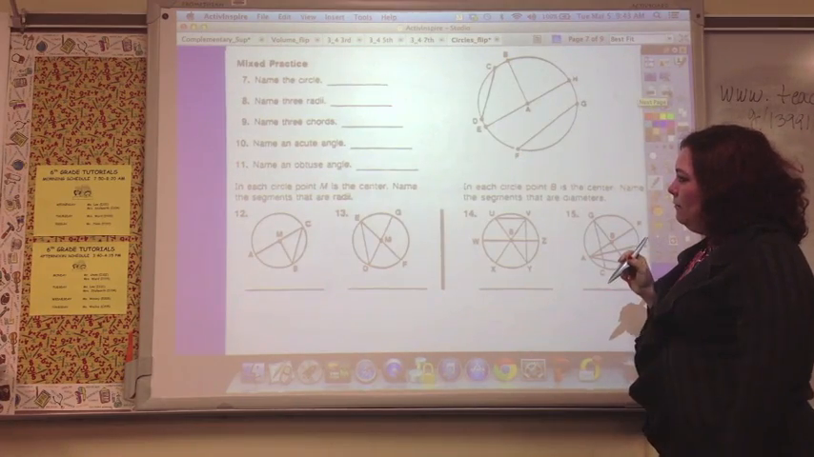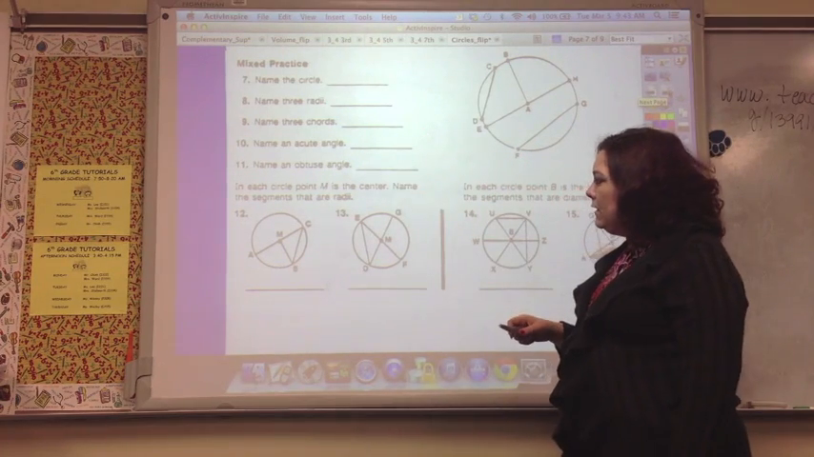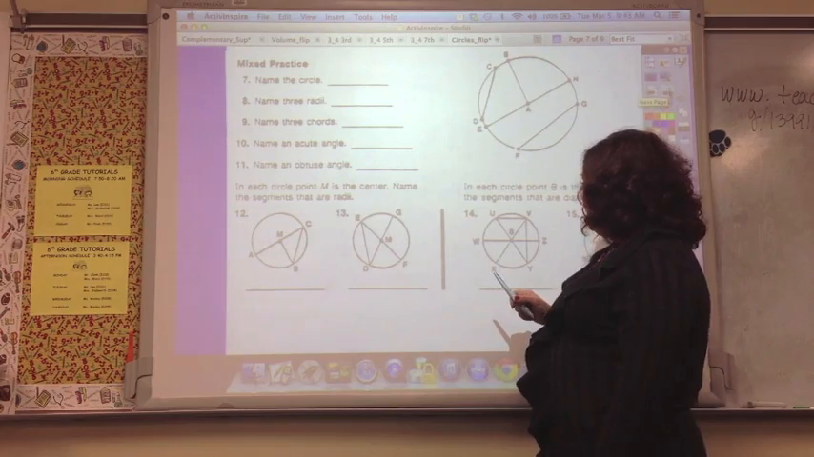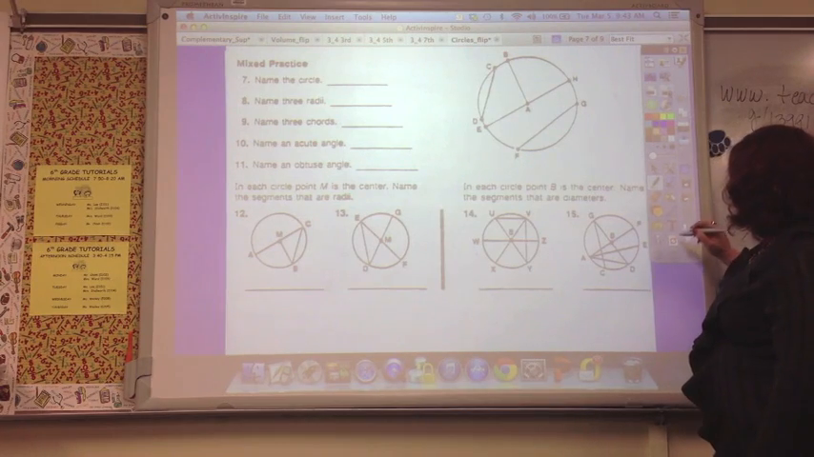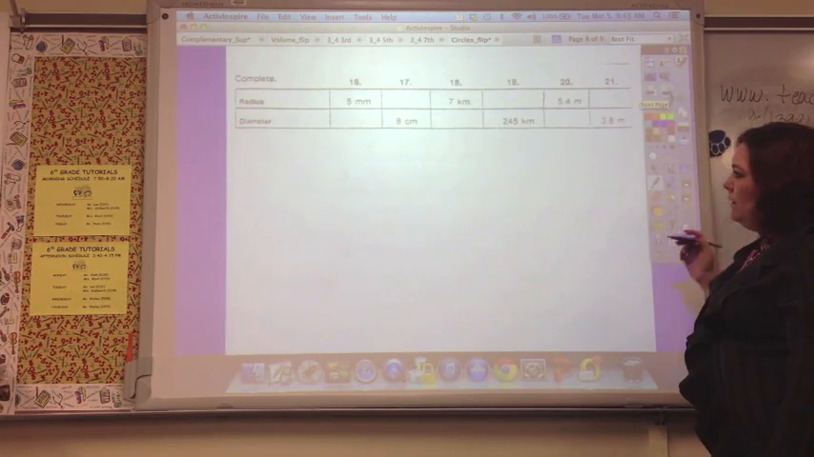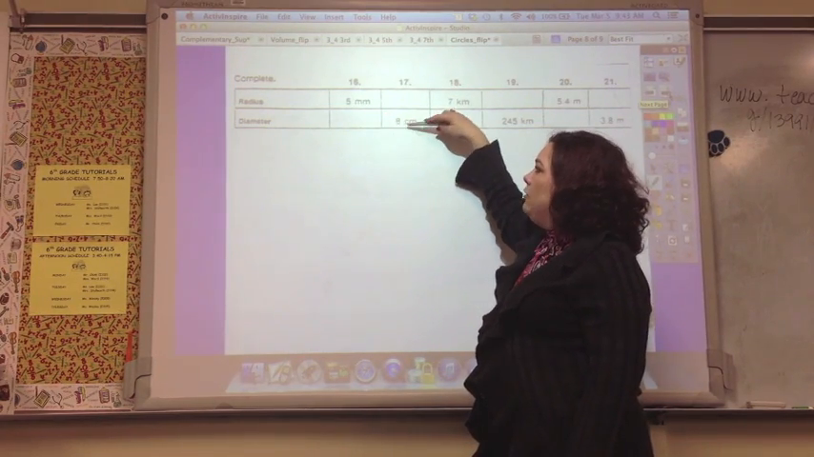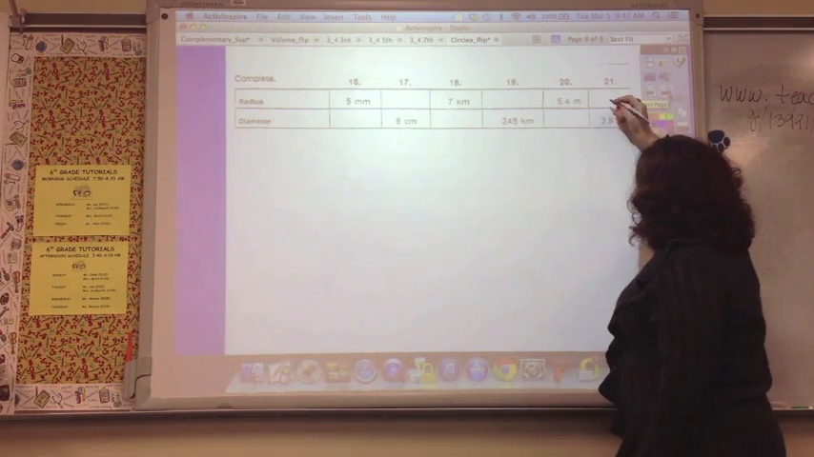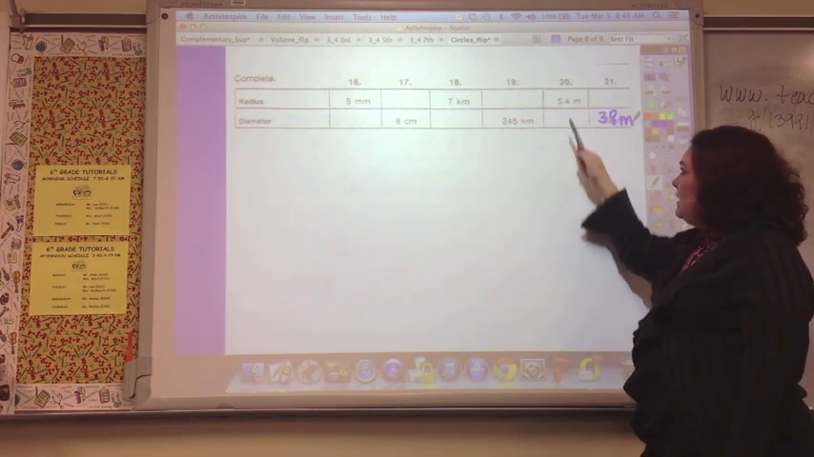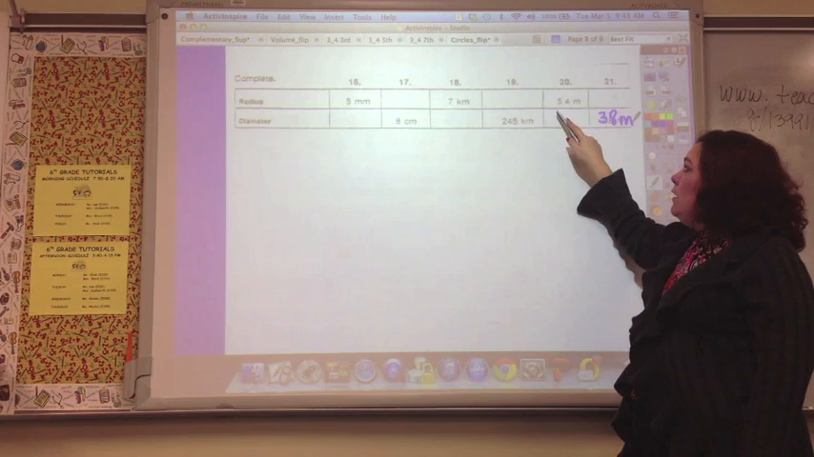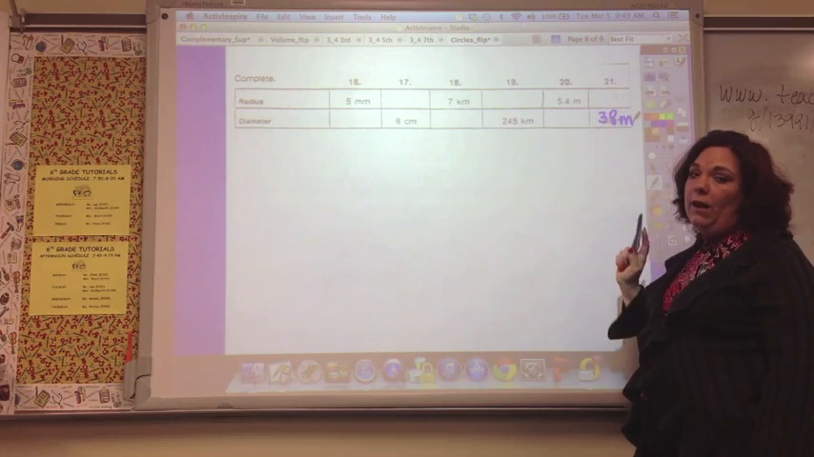And then you can look at this circle and fill in these parts. And then your teacher may or may not have said to skip this area here. Then this at the bottom, complete this. If it gives you the radius, what's the diameter? If it gives you the diameter, what's the radius? And this one should be changed to 38 meters. And this one is a decimal, but to find out the diameter if the radius is 5 4/10, you're just going to add that twice.